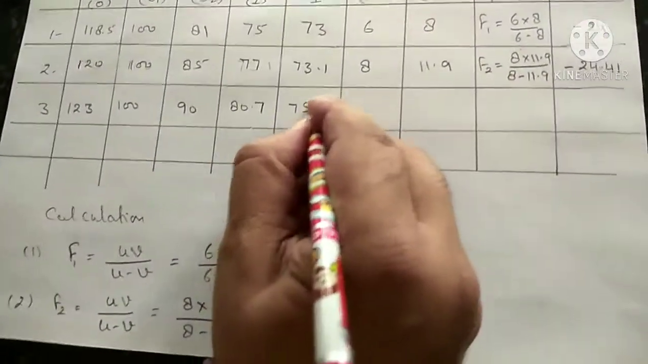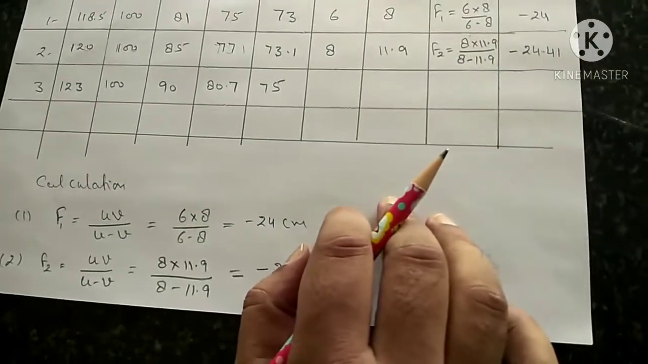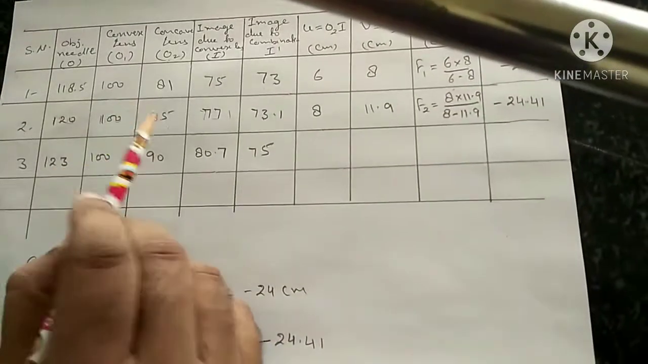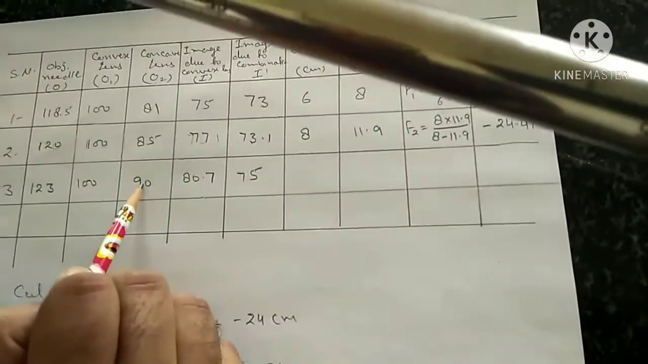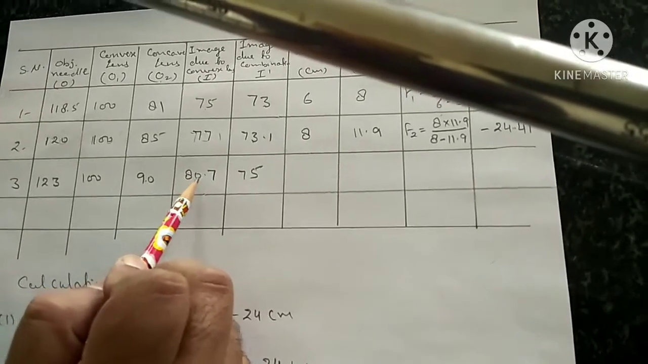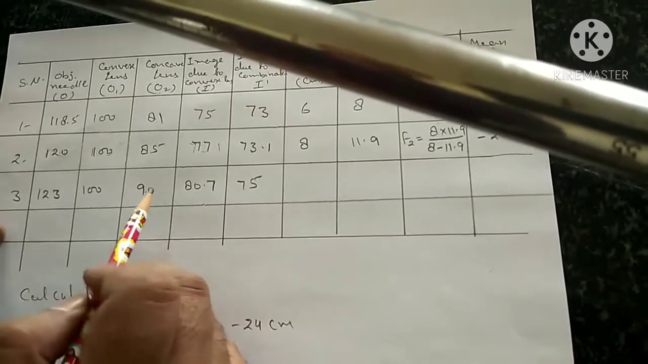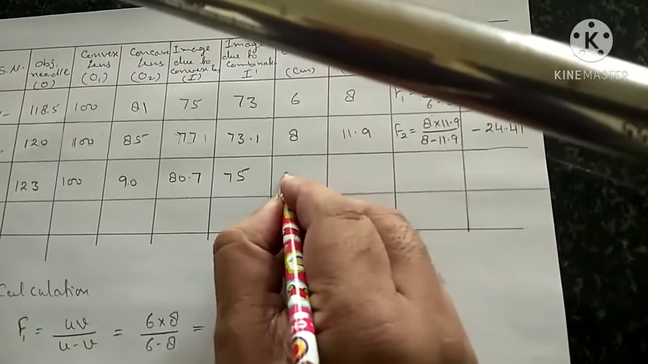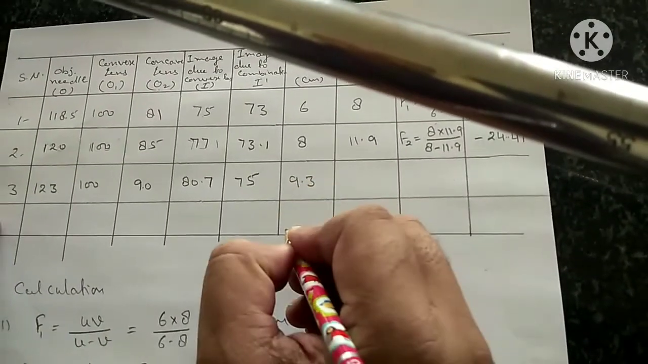Now note down the position of the concave lens, that is 90 centimeter, and the new position of the image pin is 75 centimeter. To find the value of u, take the difference between the position of the concave lens, 90, and the first position of the image pin, that is 80.7. So it is equal to 9.3 centimeter. So u for the third set is 9.3 centimeter.